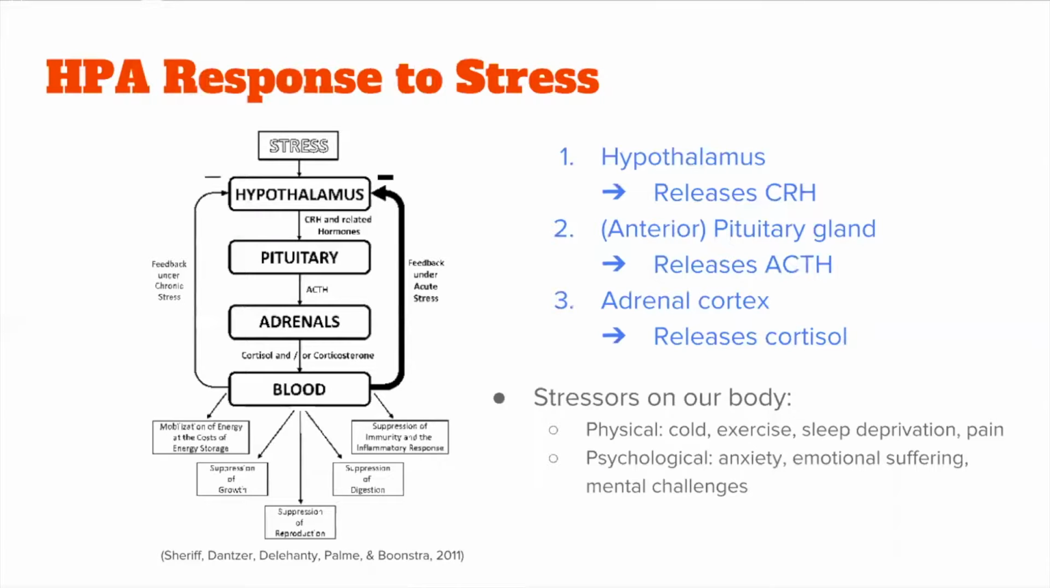Stress is detected by the central nervous system, specifically in the hypothalamus, which stimulates the rest of the HPA axis. This stress could be physical, such as exercise, or psychological, such as anxiety. The hypothalamus releases corticotropin-releasing hormone, or CRH, which promotes the pituitary gland synthesis of adrenocorticotropic hormone, or ACTH. The ACTH travels down the bloodstream to the adrenal cortex, where cortisol is released in response. Cortisol is the main player in the HPA axis because it acts as a negative feedback mechanism to bring our hypothalamus back to homeostasis.